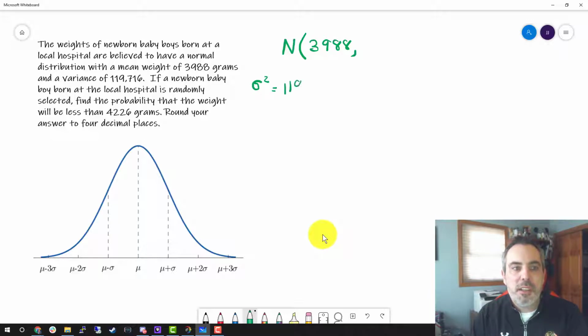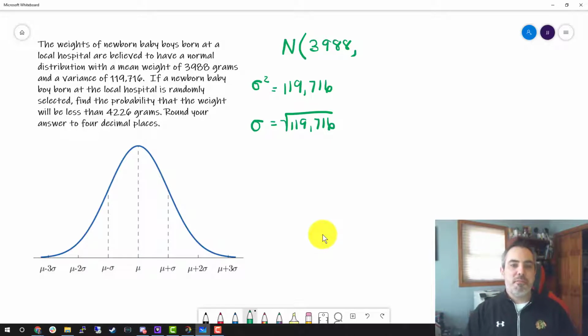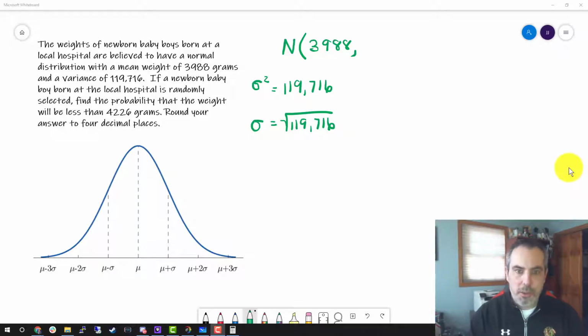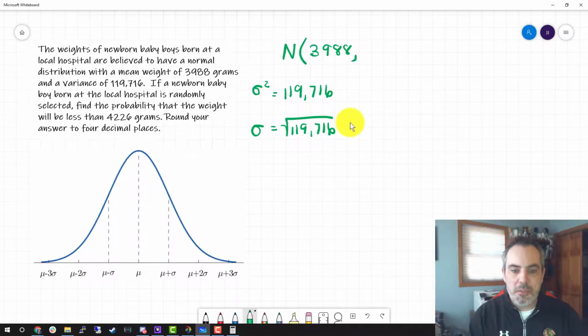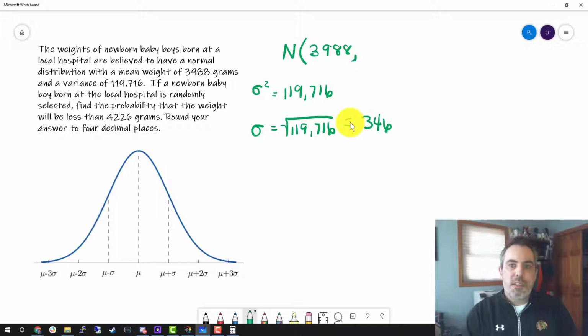So if I have a variance of 119,716, I am going to find the standard deviation by taking the square root of 119,716. That's going to help me find the actual standard deviation for this problem. In this case, the standard deviation ends up being 346.